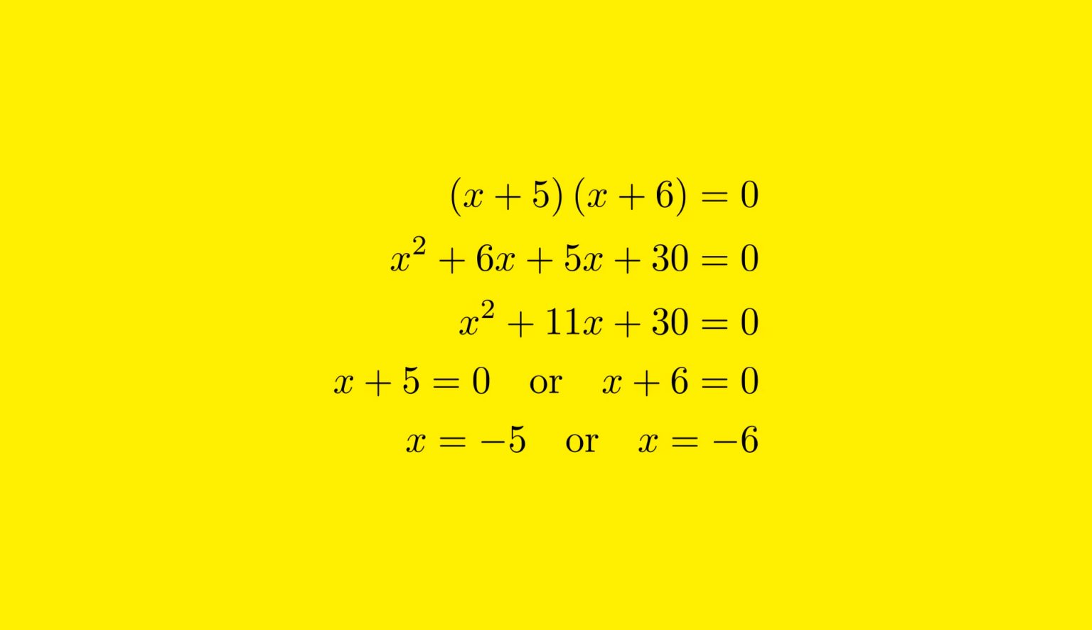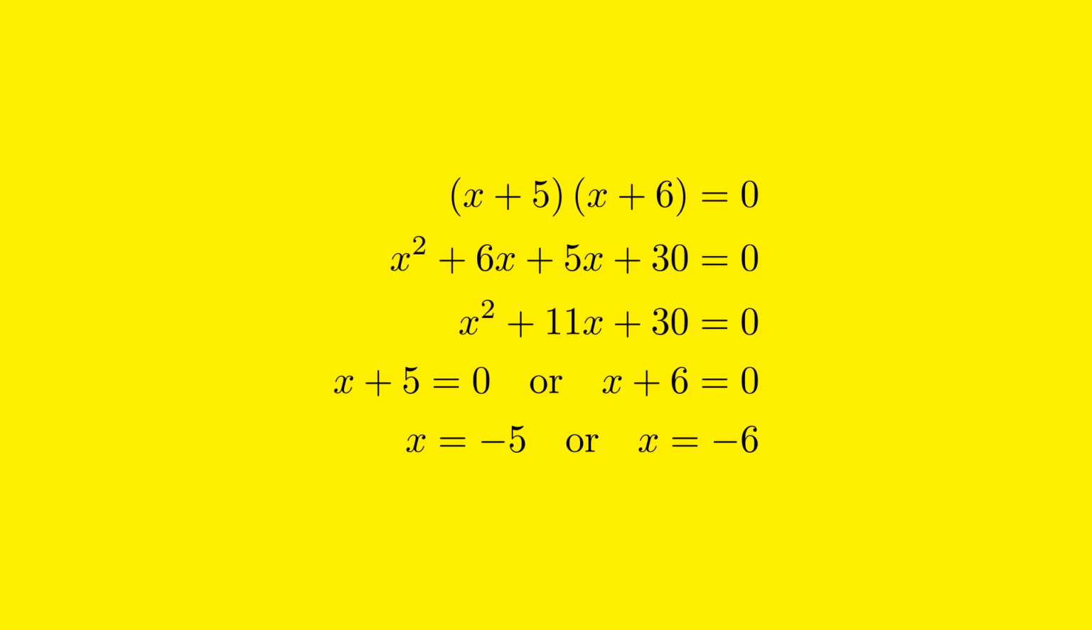Adding these together, we have x squared plus 6x plus 5x plus 30. Combine the middle terms, which are 6x and 5x, to get 11x. Therefore, the expression simplifies back to x squared plus 11x plus 30, confirming our factorization is correct.